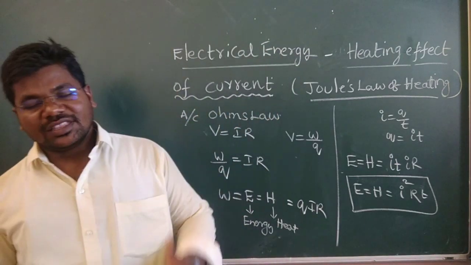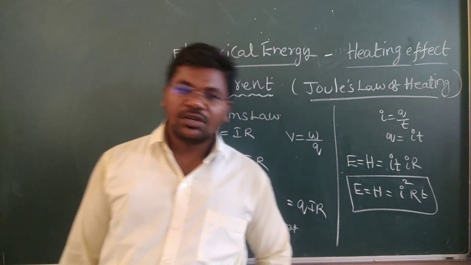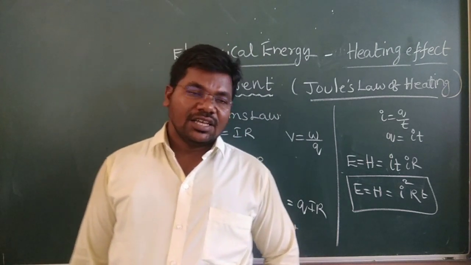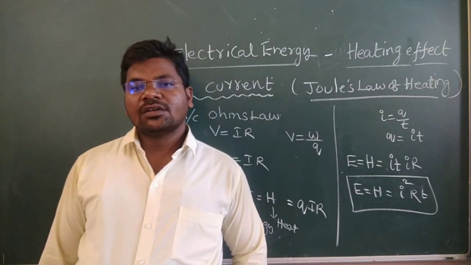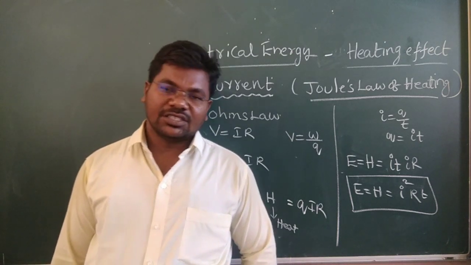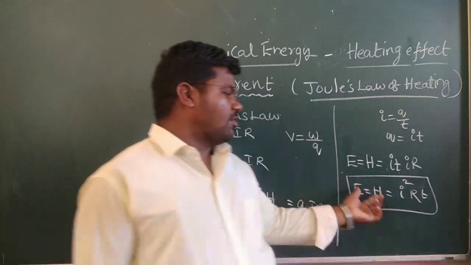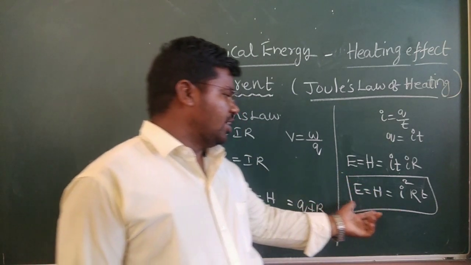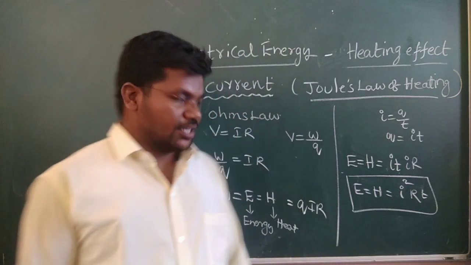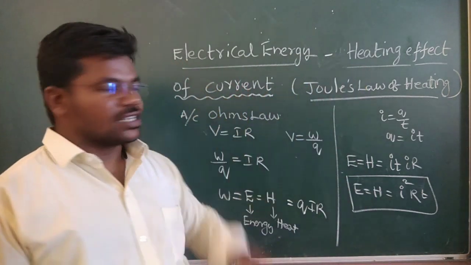According to the definition of electrical energy, the total work done by the source of EMF in maintaining electrical current in the given circuit in a specified time is called electrical energy. So this electrical energy in the form of heat is equal to I square RT.